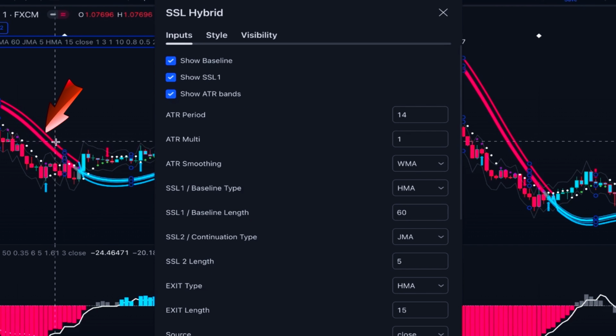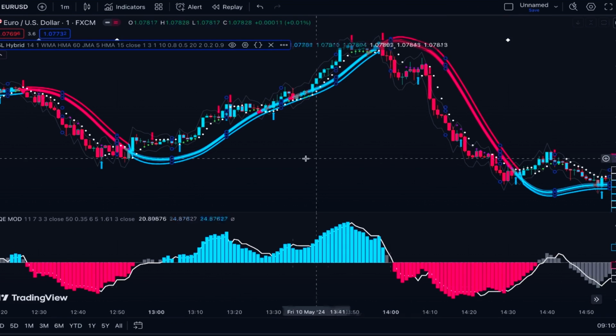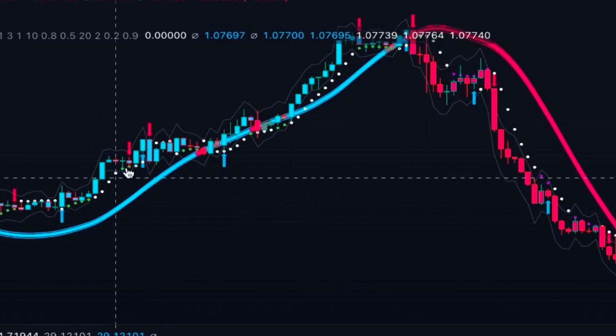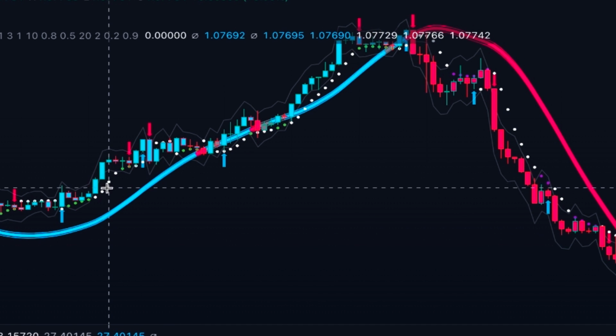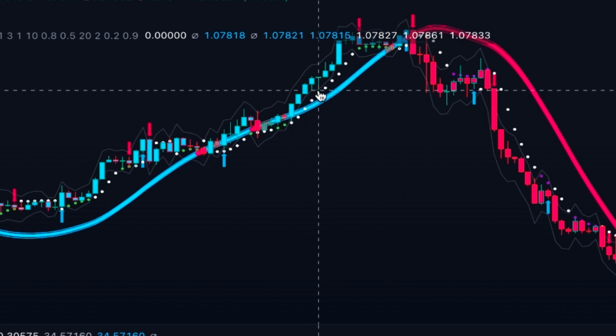This is SSL1 line, and as you can see, it's moving very closely to the baseline. We turn it off and we continue this video with baseline. We have also SSL2, which is shown by the help of these small white circles. They act kind of like parabolic SAR if you know the indicator.